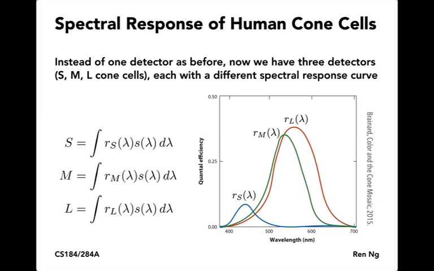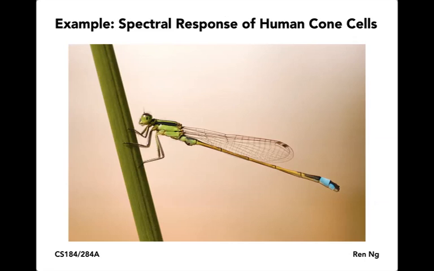Similarly for R sub M, that's the sensitivity curve for M cone cells, and R sub L over here, okay? All right, so those are the fundamentals of the detection spectral characteristics. Let me show you an example of what this would look like for an image.